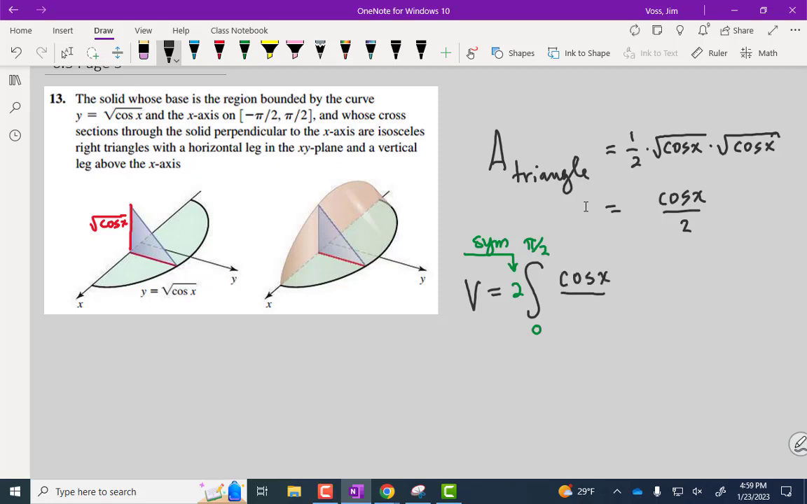So is the general goal to try and use symmetry to make that bottom limit of integration 0, and then it's just much easier? Yeah, if you can find it, it's always going to be easier if you have a lower limit of 0. Okay. Yeah, definitely, if you can do that.